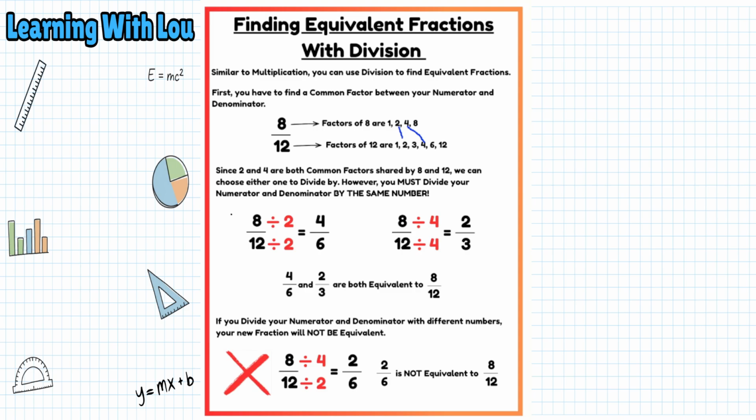Since 2 and 4 are the common factors, I'm going to divide by them, but it's really important that whichever one you choose, just like with multiplication, you divide your numerator and denominator by the same number. Don't divide your numerator by 2 and then divide your denominator by 4. You will not be finding an equivalent fraction. So as you can see here, for 8/12 divided by 2, I have 8 divided by 2 is 4, and 12 divided by 2 is 6, so 4/6 is equivalent to 8/12.